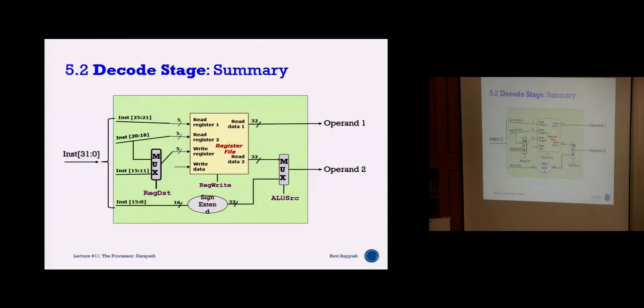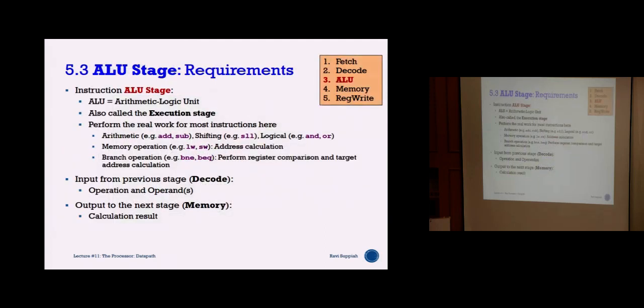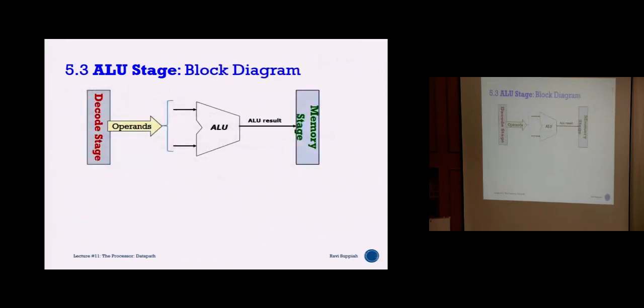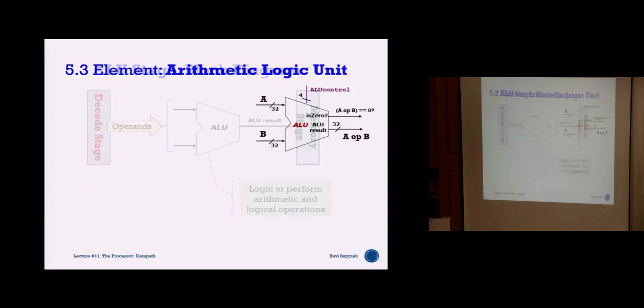Okay, so this was the summary of the decode stage that we saw. Now let's look at the ALU stage. In the ALU stage, basically what we are trying to do is complete the arithmetic or logical operation that was specified in the instruction. We saw that the ALU is nothing more than just a block to perform all the operations.